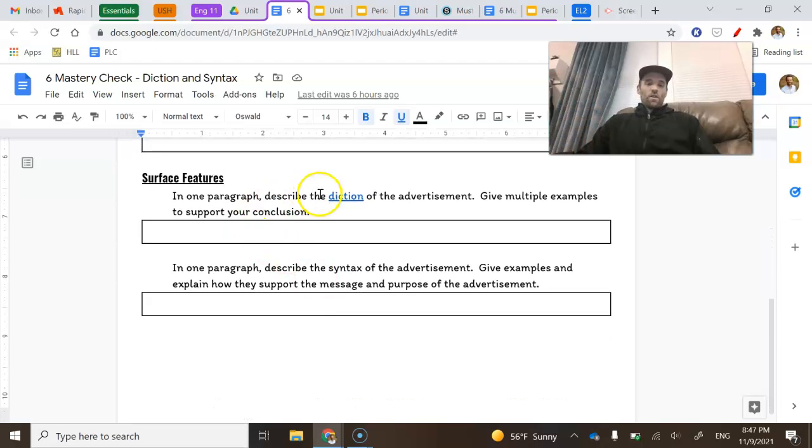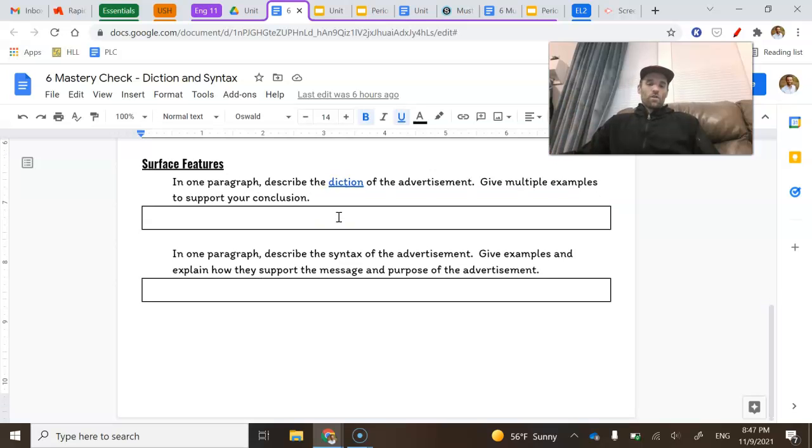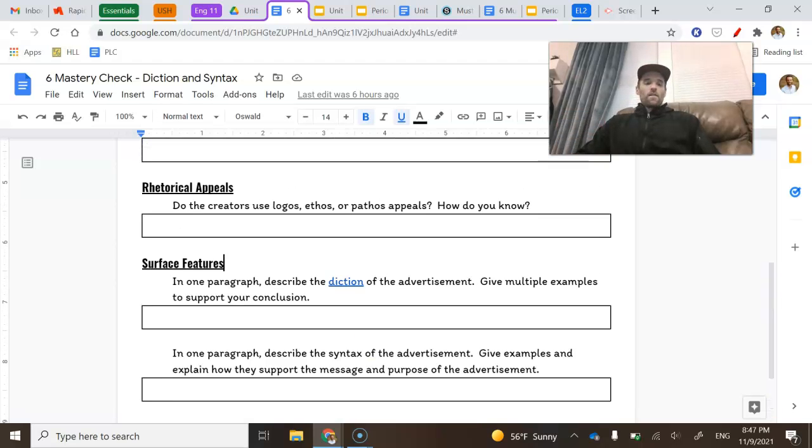And then down here you're going to describe the diction and give examples, multiple examples from the text, from the ad to support your conclusion. And then finally, describe the syntax and give multiple examples to explain how they support the message. So you're picking apart these ads, looking at language. That's your job for today.